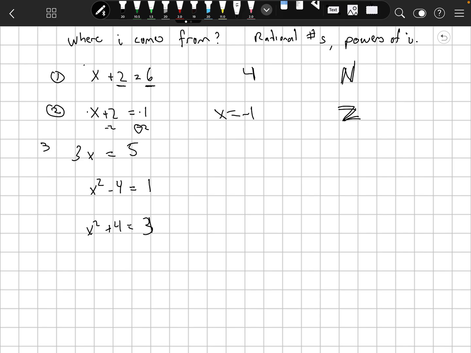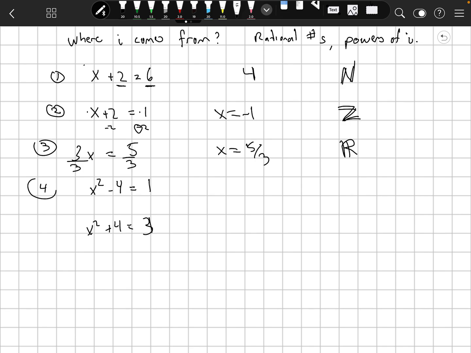If you looked at number 3, again, an easy one to solve. Divide by 3, and we started dealing with natural numbers, and now all of a sudden we are dealing with rational numbers, numbers that are written as fractions.